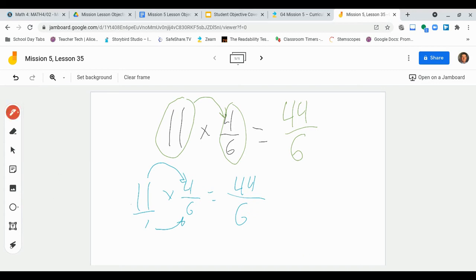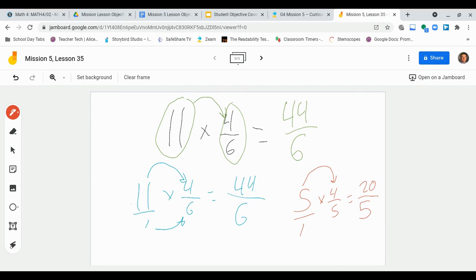Now, if we look at another example real quick, just to drive the point home, if I had 5 times 4/5, all I need to do is 5 times 4, which is 20. And then the denominator stays the same, fifths, because again, that's the same as saying 5 over 1, and 1 times 5 is 5. So 20 fifths.